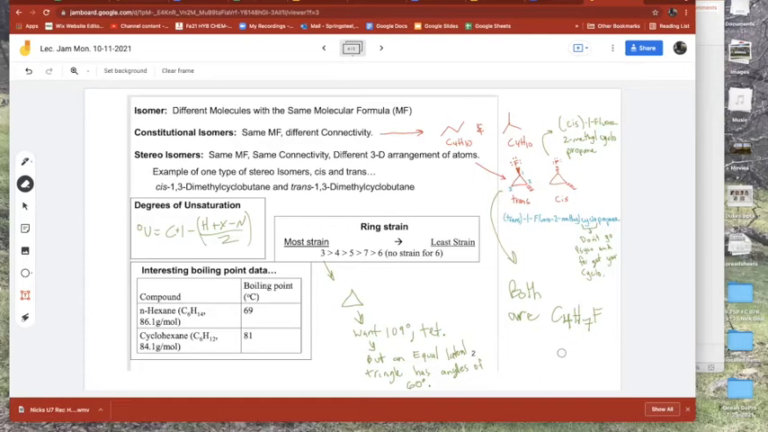Then when you go to a 4-membered ring, it's a little less strain, because now the angles are 90 instead of 60, getting closer to 109. And then 5-membered rings get a lot better. We see a lot of 5-membered rings. So what is the bond angle in a 5-membered ring?